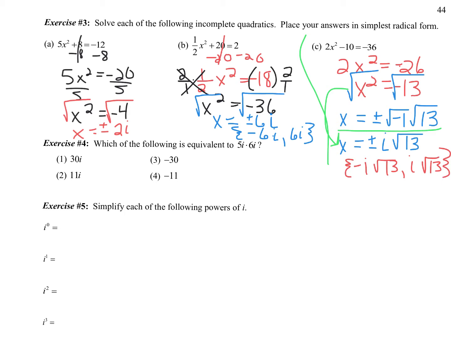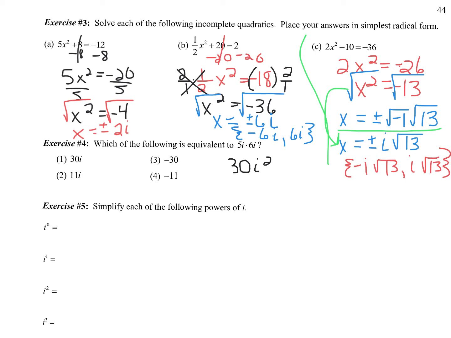Looking at the next problem, it says which of the following is equivalent to 5i times 6i. So that is 30, and then i times i. Remember, i works like a variable in most situations. We said it might be a little different with exponents, and we're going to see what happens here. So if it was 5x times 6x, I would get 30x squared. 5i times 6i is 30i squared. So what do we do with this i squared?